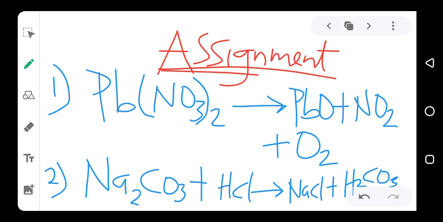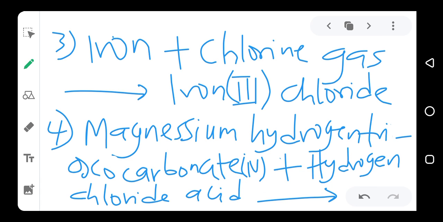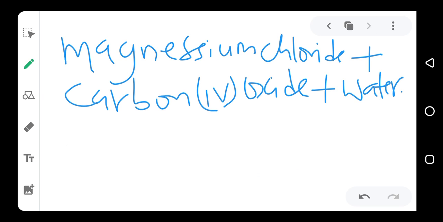You balance the equations. Then here we have iron plus chlorine gas will give you iron 3 chloride. You balance it. Magnesium hydrogen carbonate plus hydrogen chloride acid to give you magnesium chloride plus carbon 4 oxide plus water. So you balance the equations.